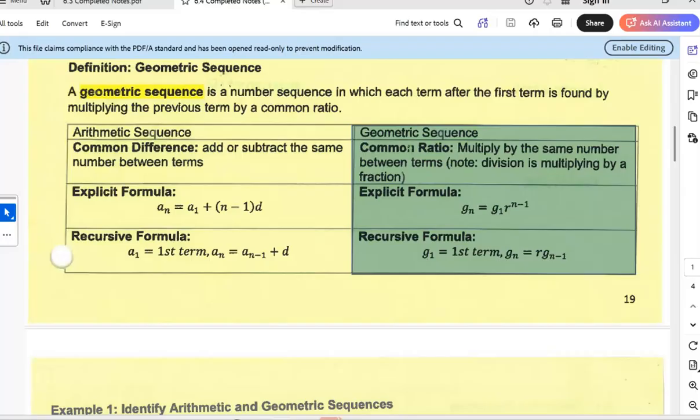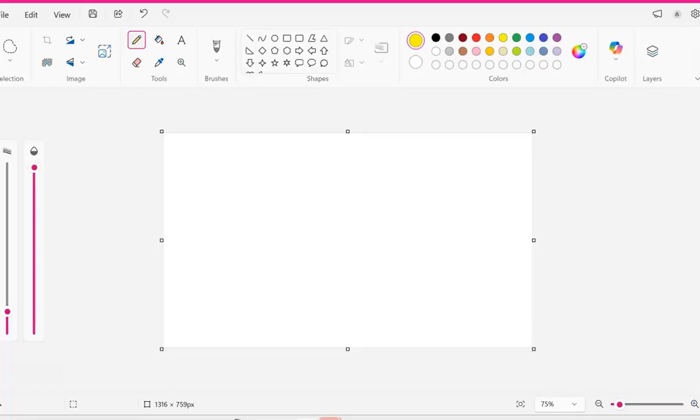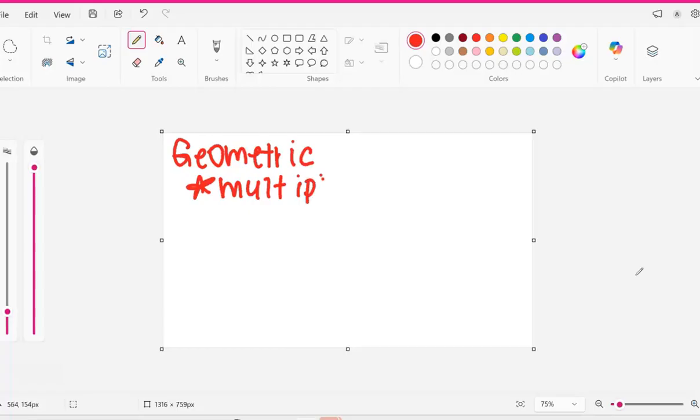Geometric, just like arithmetic, has two key formulas that you need to know for your test. We're just going to really quickly review all the key points there are to know about geometric sequences. The key here is that everything is being multiplied by the same number, over and over and over again. And it'll give you a list of numbers.